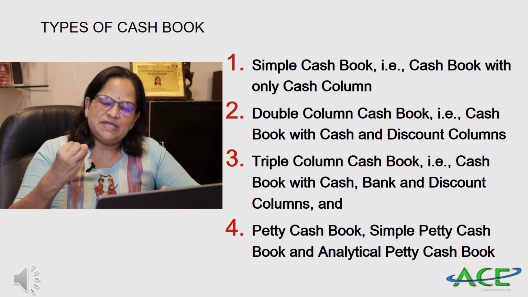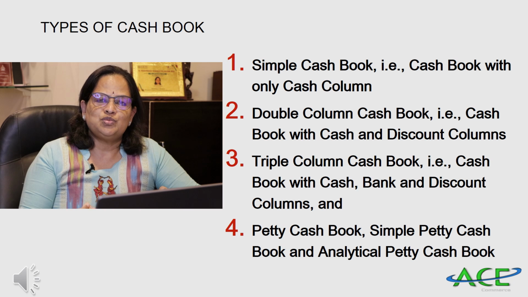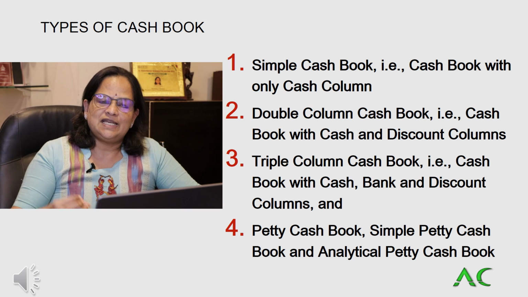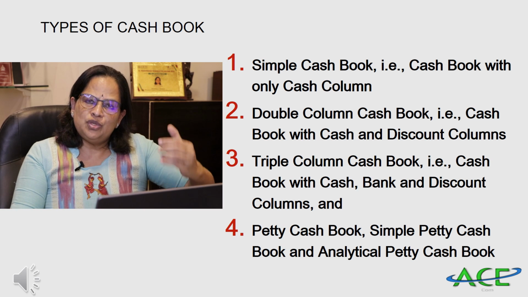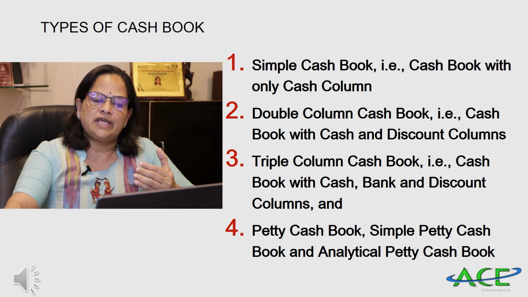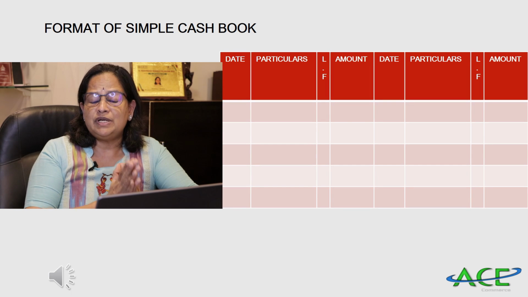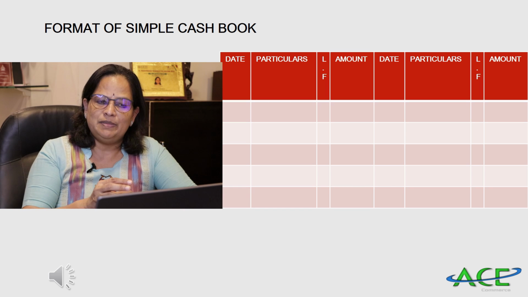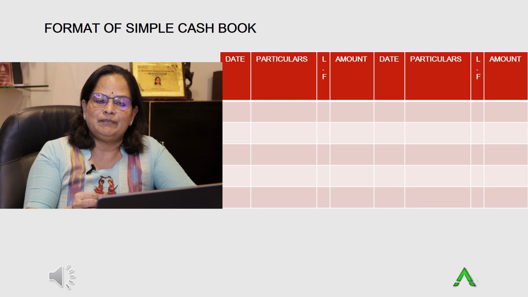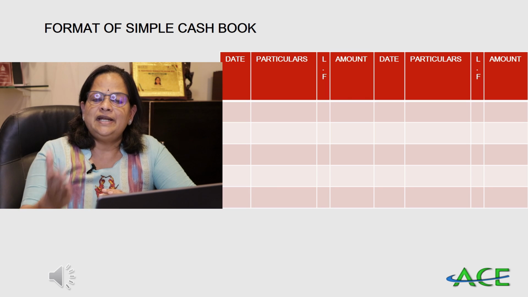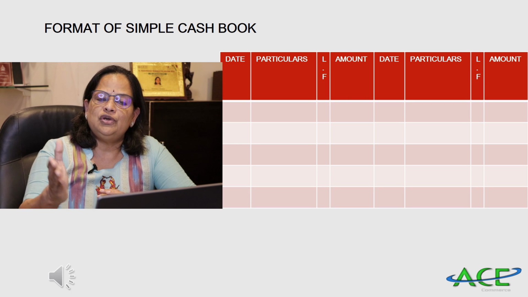In petty cash book, there are 2 types: one is simple petty cash book and second one is analytical cash book. So in module 8, I am going to cover all the cash books. Now the format of the simple column cash book: date will be there, particulars will be there, ledger folio will be there, amount will be there. Similarly, on the credit side, date, particulars, ledger folio and amount.